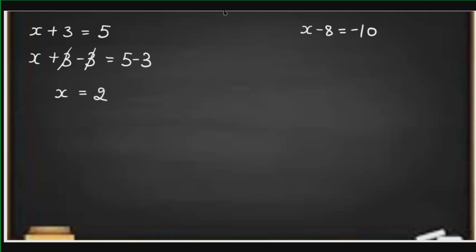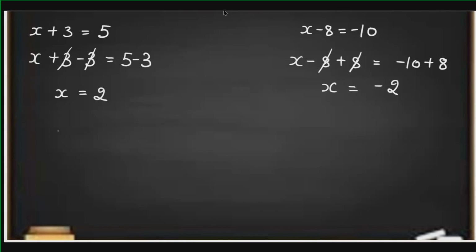equal to 2. Similarly, in the equation x minus 8 is equal to minus 10, we want to get rid of minus 8, and for that we will add 8 to both sides. Once we add 8 to both sides, negative 8 plus 8 will cancel and we'll get x is equal to minus 2.